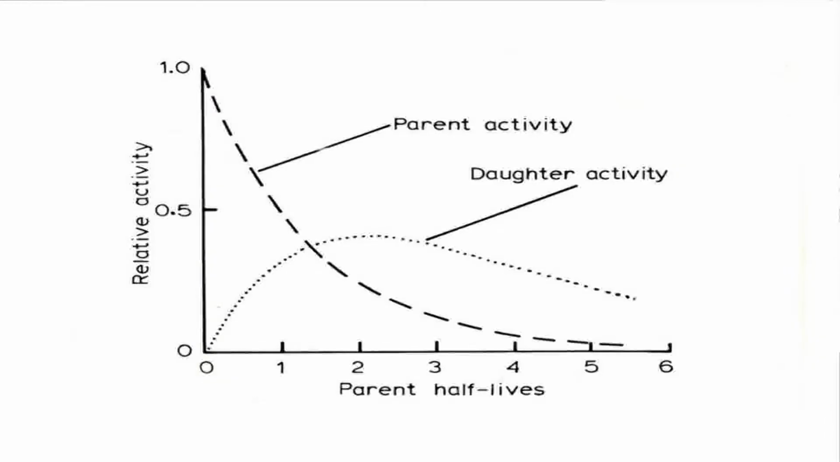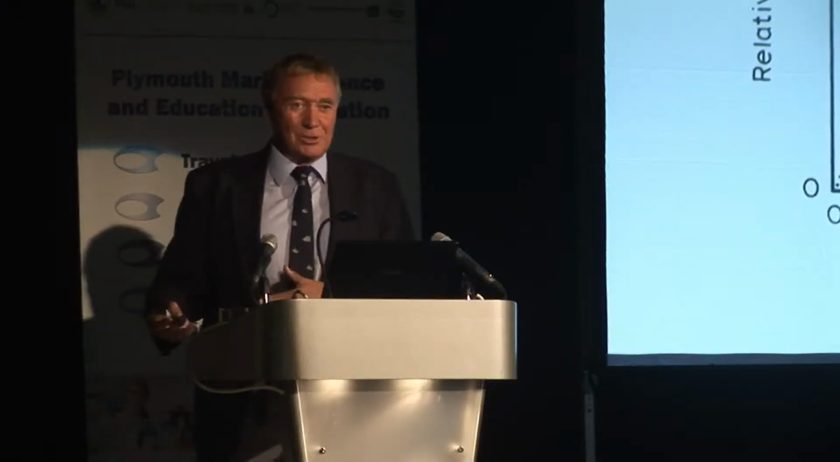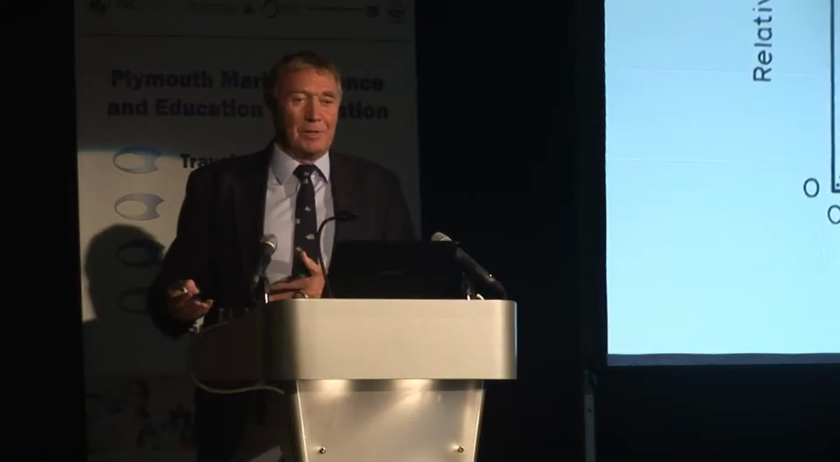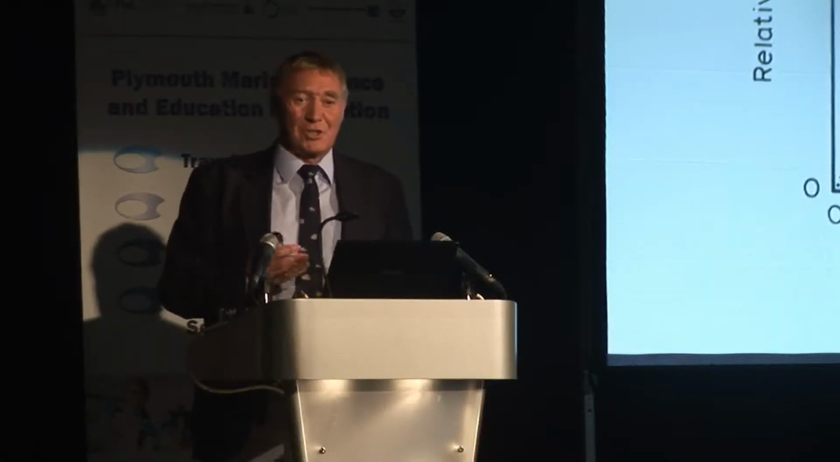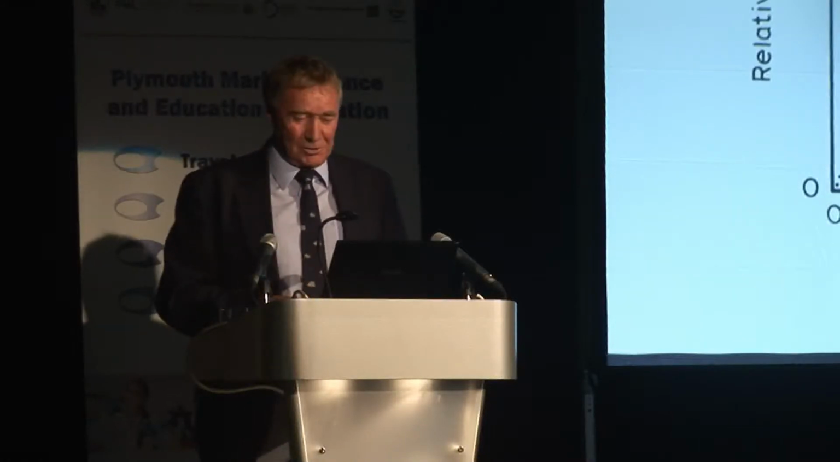One thing I haven't said is when a radionuclide will quite often decay to a daughter, we always call it a daughter, not a son, I don't know why, which is then itself radioactive. And the half-life of that daughter could be shorter than, the same as, or longer than the parent. So you can use these ratios as well.